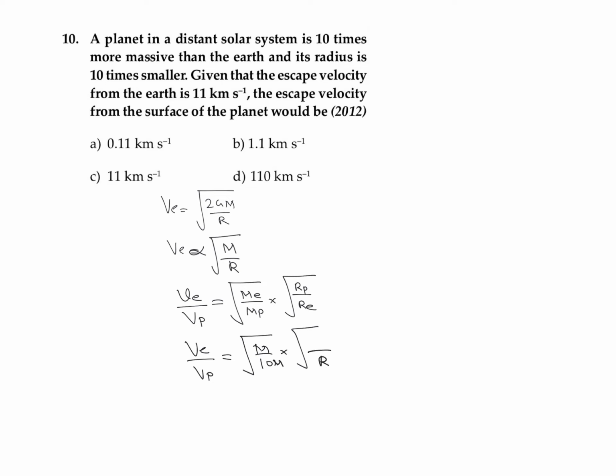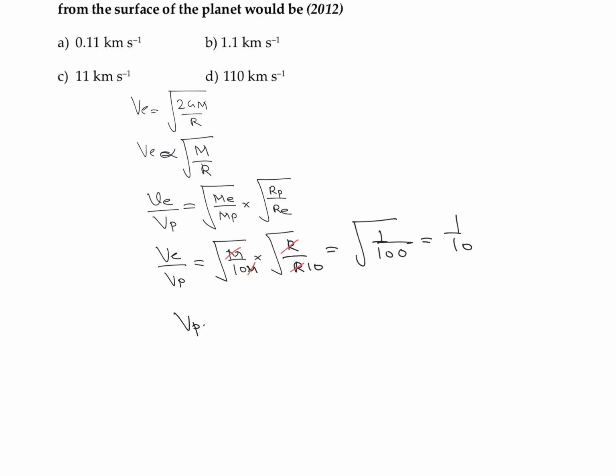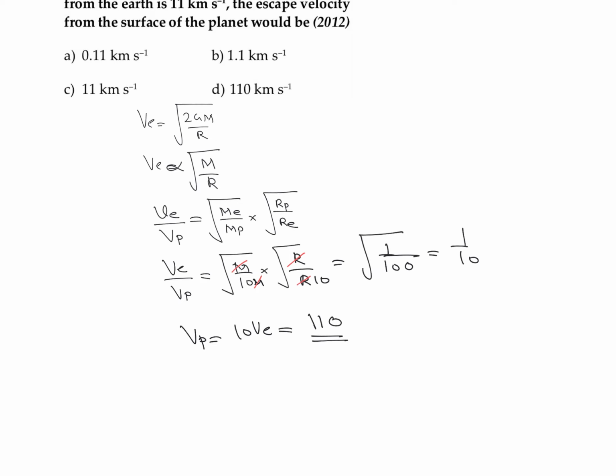So this will be equal to under root of 1 by 10 and root of 10, which we can take as under root of 1 by 100, which we can take as 1 by 10. So we can write escape velocity on that planet is 10 times of escape velocity on Earth, and escape velocity on Earth is 11. So 11 into 10, we can take it as 110 kilometers per second.